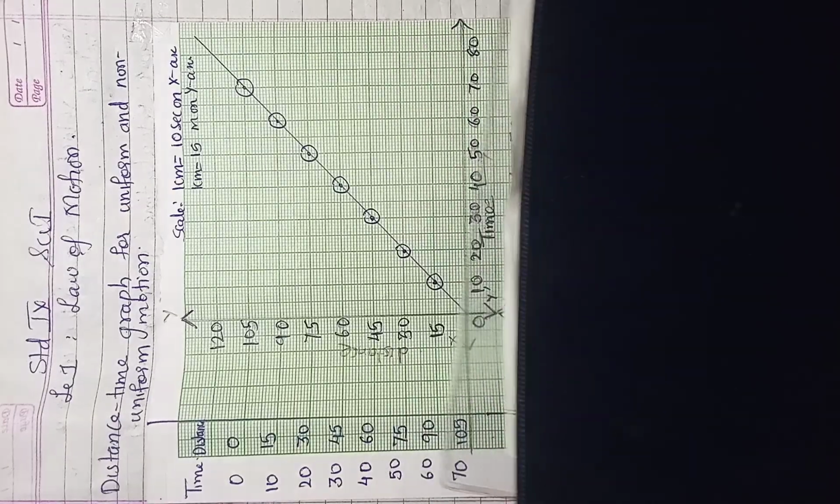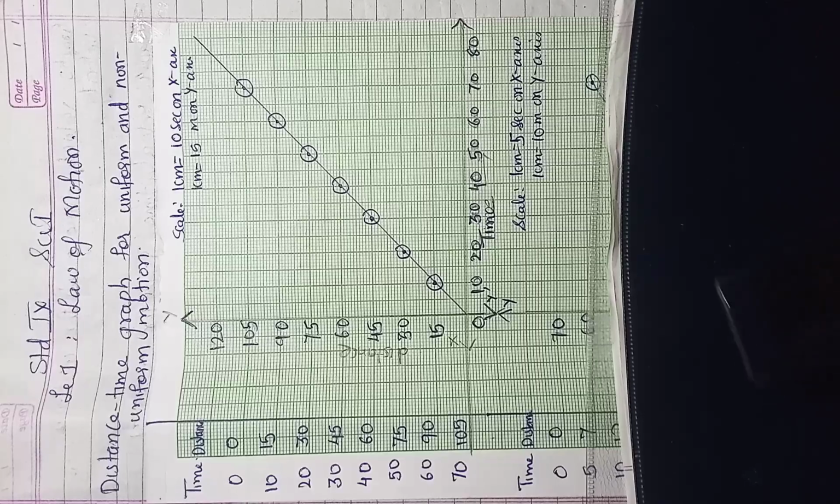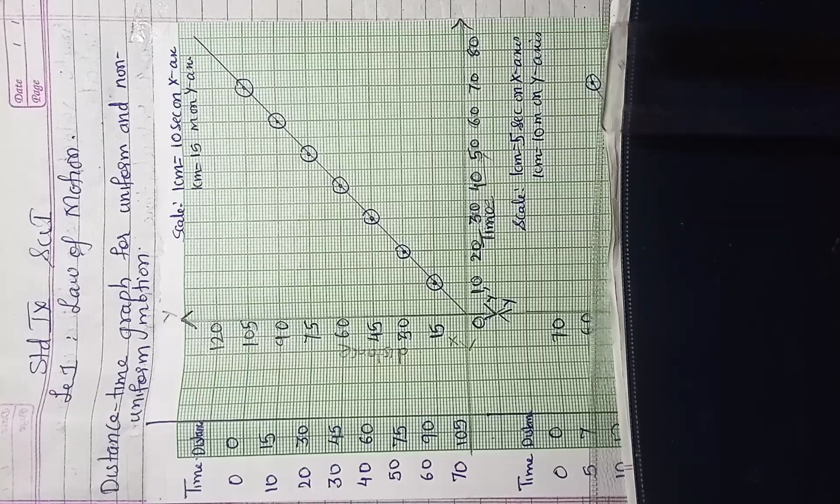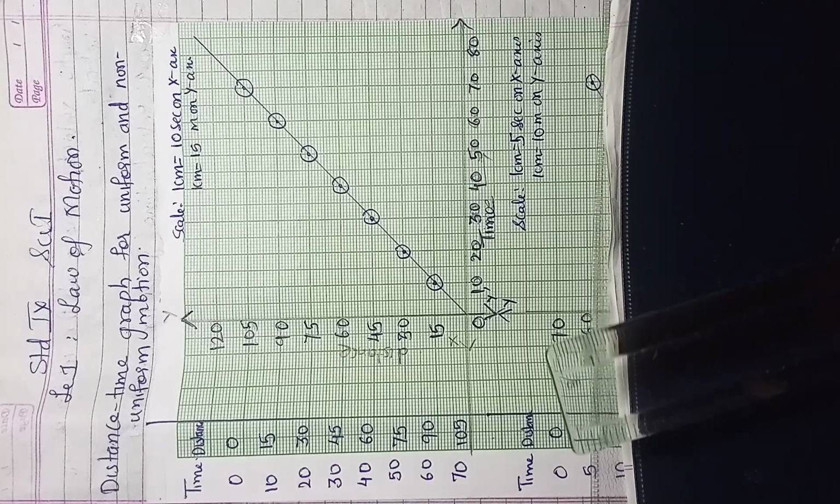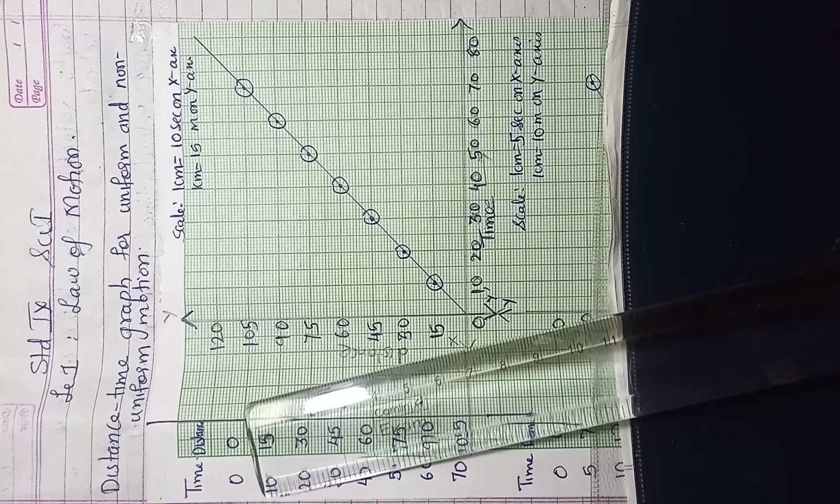Last time we discussed acceleration. Now today we are going to discuss the graph of distance-time for uniform and non-uniform motion. Now, how to understand what the graph will be for uniform and non-uniform motion? In order to do so, here there is one observation.